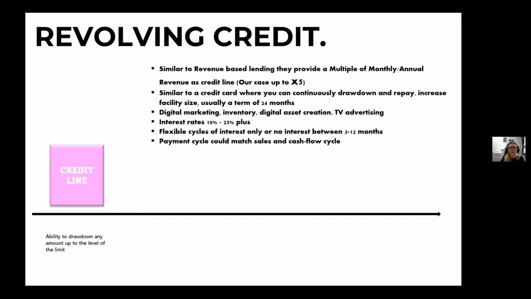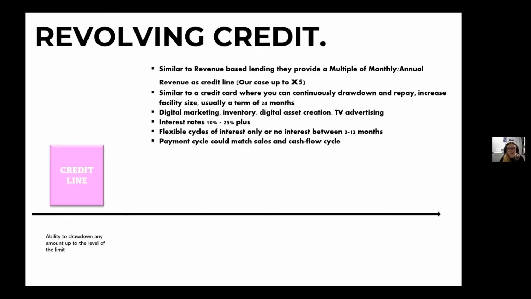So this could cover anything from digital marketing to inventory to digital asset creation to TV advertising. It could even have an element of working capital there, but that would probably be a very small percentage in some of the cases. So this is very specifically created for growth. This is what companies like Flair Co, that's their mission, to be able to get you from a million to 20 to 30 to 100 in record time.